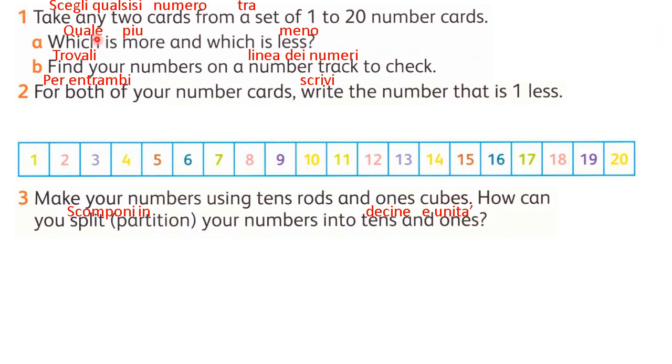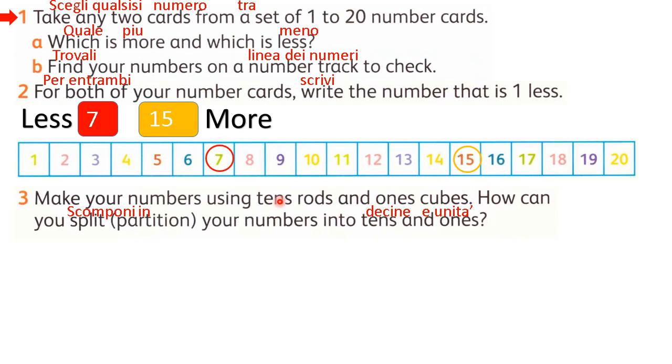Here I'm just going to give you 2 examples because I don't know what numbers you chose, so these are just examples for you to follow. So again, take any 2 cards from a set of 1 to 20. I'm taking number 7 and number 15. On my number track, 7 is here, 15 is here. Obviously 7 is less, 15 is more.